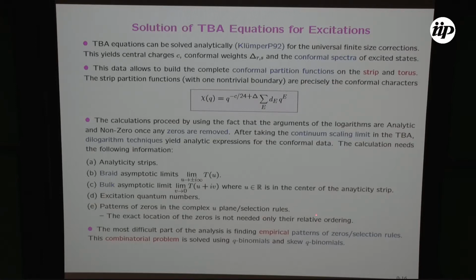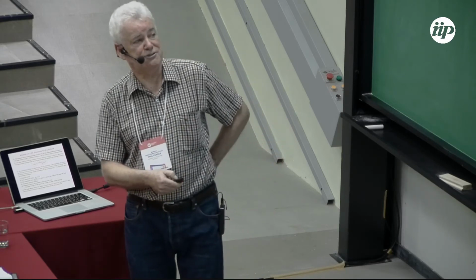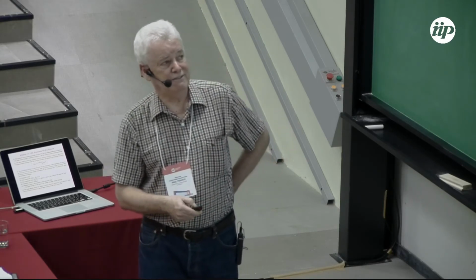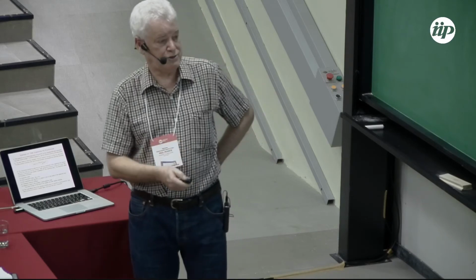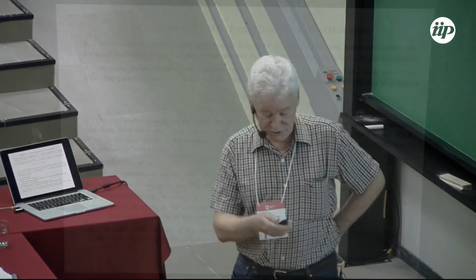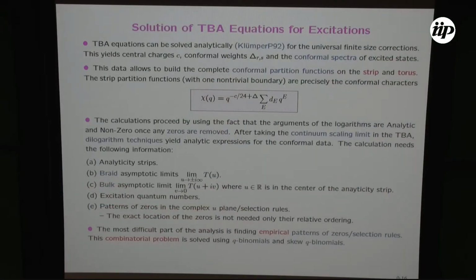So this information has to be obtained empirically. So that's the most difficult part. We find these patterns of zeros and selection rules empirically, and that reduces to a combinatorial problem. So now we have a big combinatorial problem to understand the analytic structure of the eigenvalues of the transfer matrices. And this problem is solved by using q-binomials and skew binomials, which I will now explain.